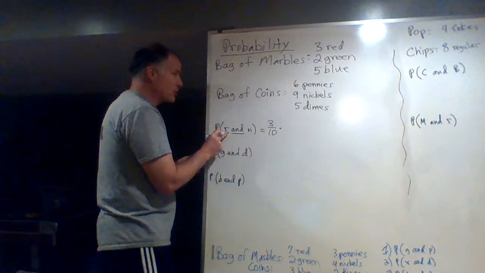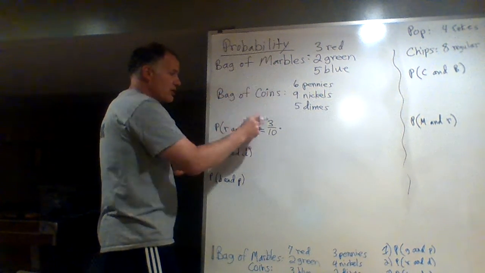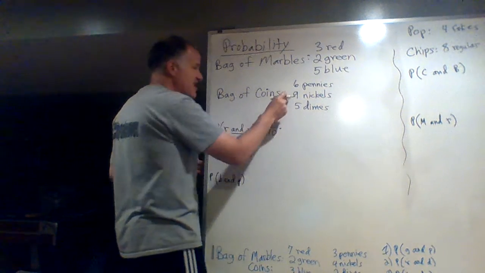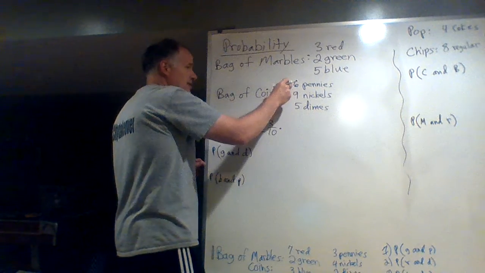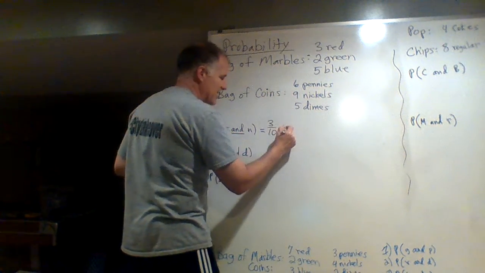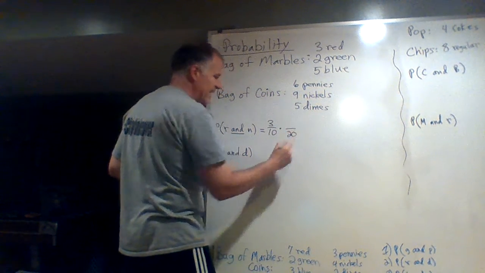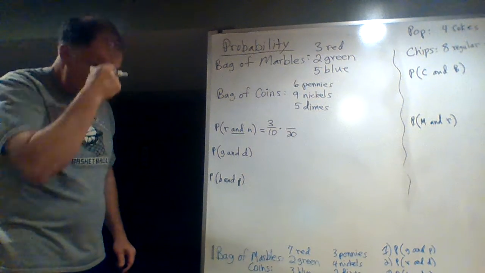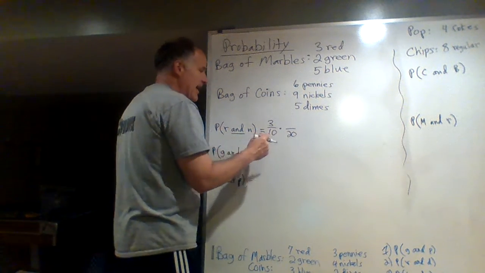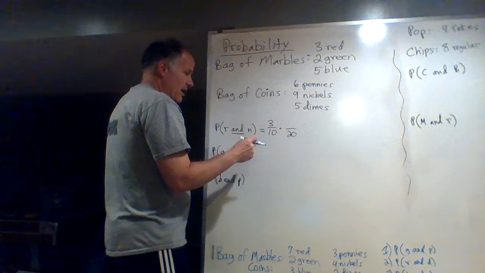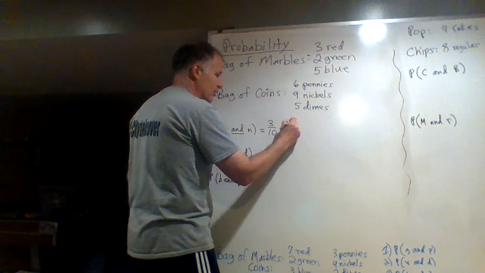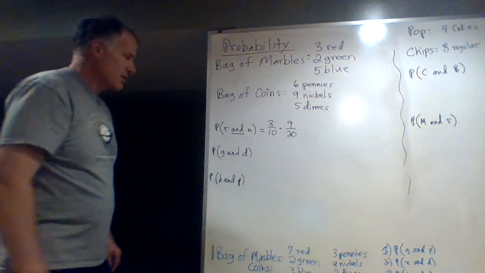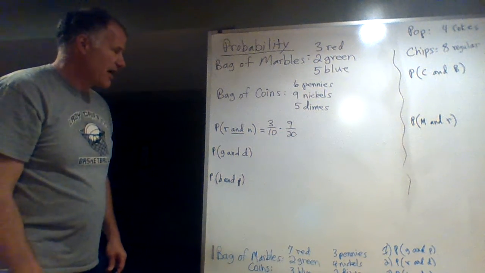So the first pick was red marble, so 3 out of 10. The second pick was a nickel out of all the coins. 6 plus 9 plus 5 again is 20, kind of like we had on the other one. And we're trying to do a nickel, so 9 nickels, 9 nickels out of 20.